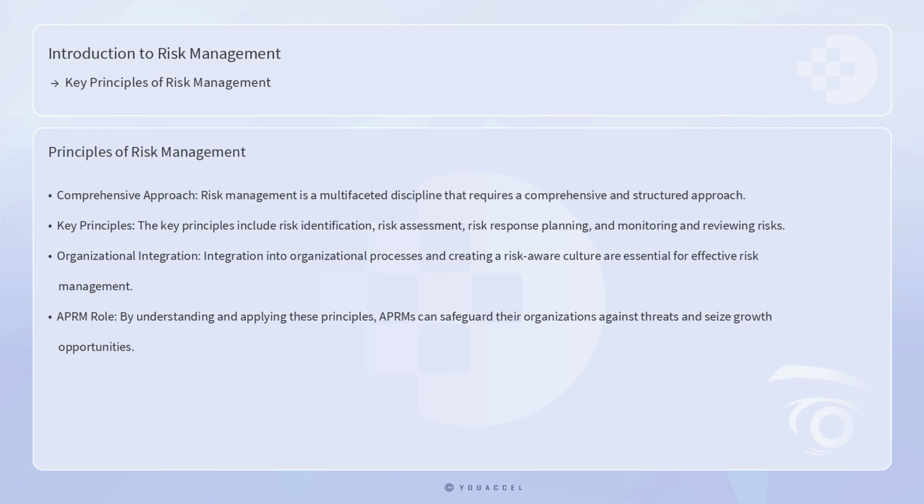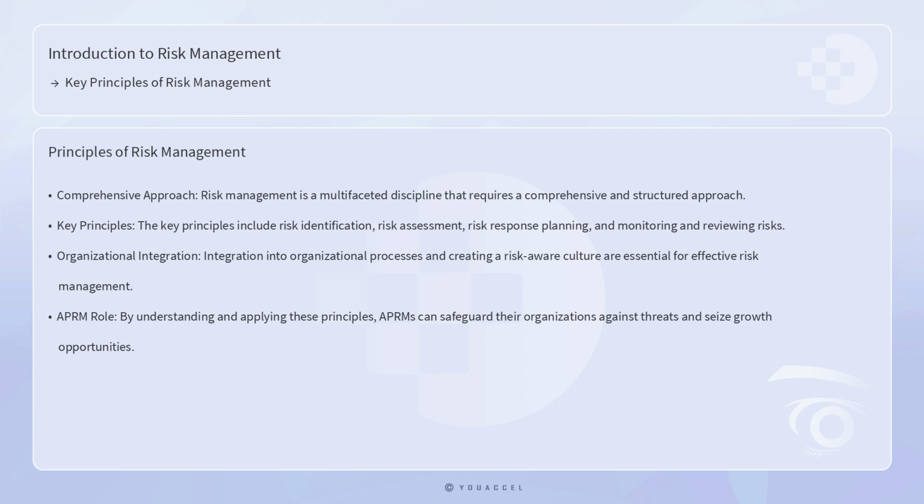In conclusion, risk management is a multifaceted discipline that requires a comprehensive and structured approach. The key principles of risk management: risk identification, risk assessment, risk response planning, monitoring and reviewing risks, effective communication and consultation, integration into organizational processes, and creating a risk-aware culture are essential for managing risks effectively.